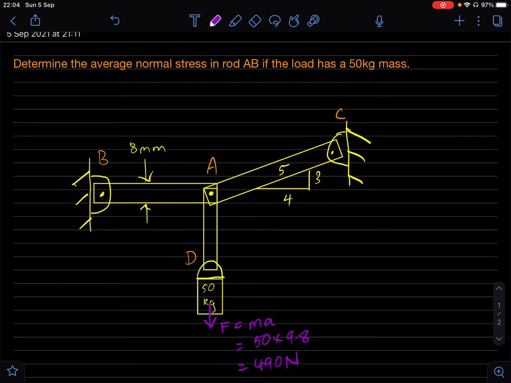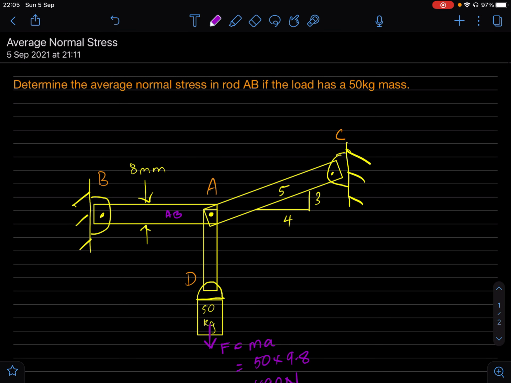Okay, so we might approach this problem a bit like the method of joints. If you don't know the method of joints, that's okay. I'll go through it in this video anyway. What we want to do is work our way up this problem so that we get to know the value of the force in this member, AB. Because once we have that force, we can just apply our usual stress formula. So stress equals force over area. But before we do that, we need to know that force.